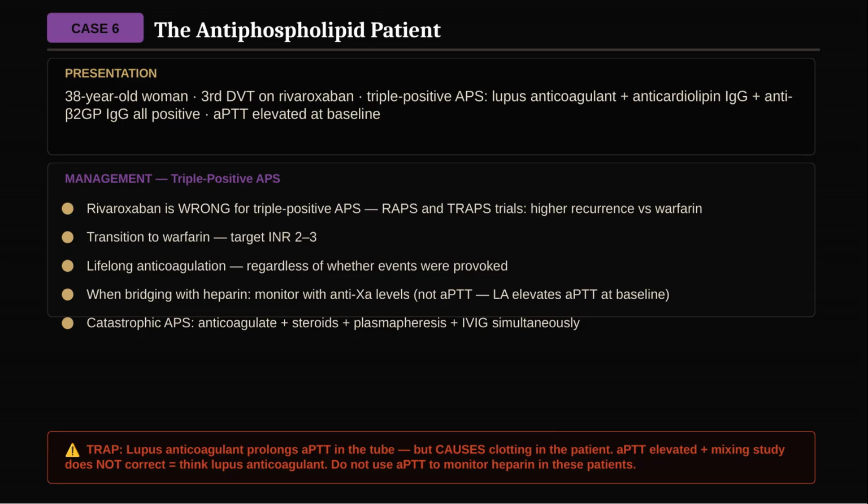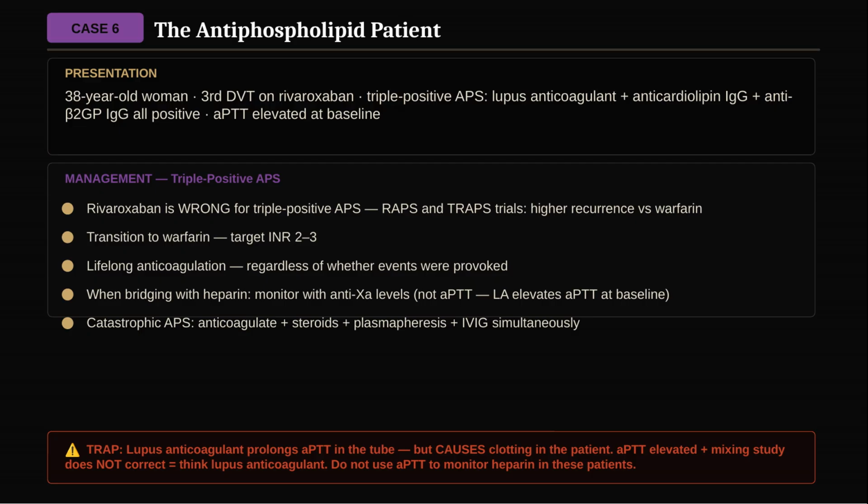A 38-year-old woman with known antiphospholipid syndrome presents with her third DVT. She has been on rivaroxaban, triple positive: lupus anticoagulant positive, anticardiolipin IgG elevated, anti-beta-2 glycoprotein IgG elevated. Rivaroxaban is the wrong drug for triple positive antiphospholipid syndrome.